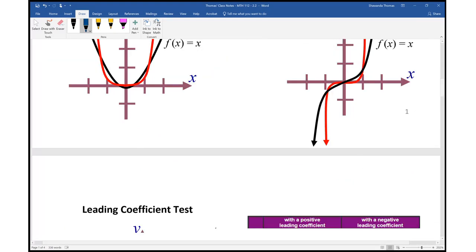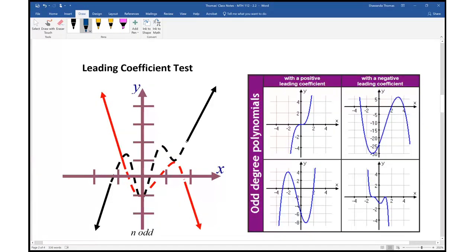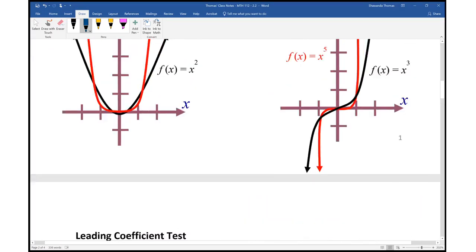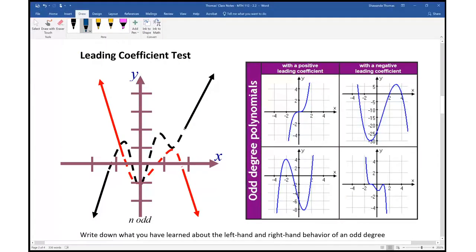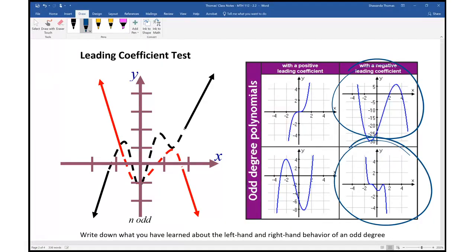So the leading coefficient test tells us whether our end behaviors will flip or not, depending on whether the leading coefficient is negative, because we have learned in the past that if the leading coefficient is negative, then we will have a reflection. So, for example, if we have an odd degree polynomial, we said just a couple of minutes ago that our graph will resemble the graph of the cubic function, x cubed. However, if the leading coefficient is negative, notice that the left hand and right hand sides are flipped.